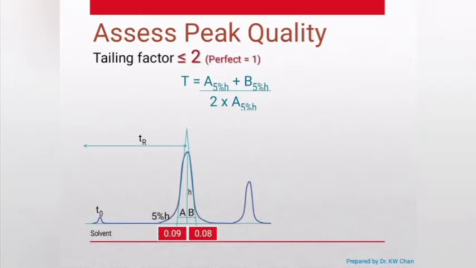And now, I'm sure we are ready to find the tailing factor. The calculated value is 0.94, which is around 1. So the peak quality is good enough, and we can say there is no significant tailing.